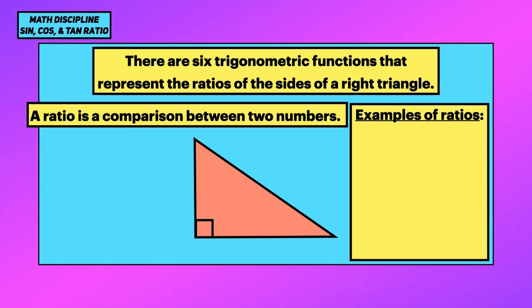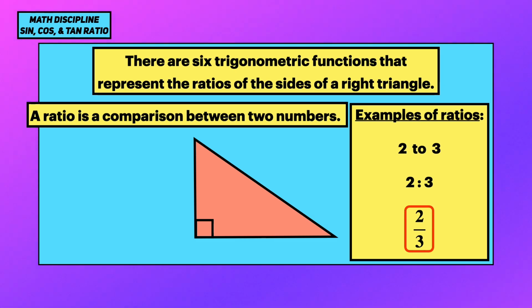For example, if we compare the number 2 to 3, we can express it in 3 different ways. We can write 2 to 3. We can write the two numbers with a colon in between them, or we can write our ratios as a fraction. For trigonometric functions, we express our ratios as fractions. So for example, if one of the sides of this triangle has a length of 2 and another side has a length of 3, we're going to compare those two sides by writing them as the fraction 2 over 3.